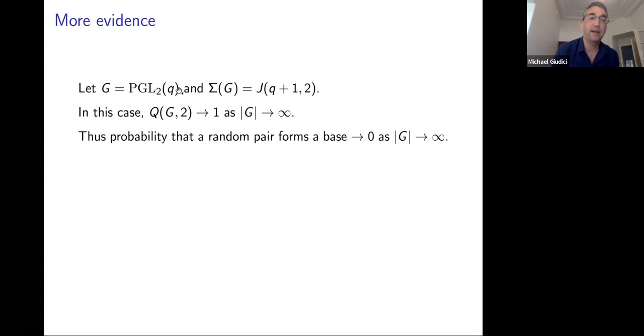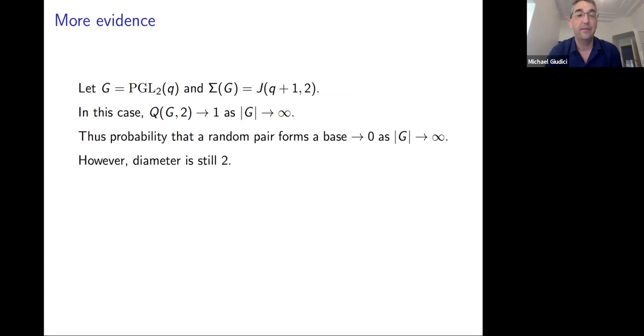Well, actually, if we go back to one of our previous examples, if I take PGL2Q and I take the Saxl graph, then we saw before that this was our Johnson graph. Now, in this case, if I calculate my Q parameter, instead of it going to 0, it actually goes to 1 as the order of my group goes to infinity. Okay, so therefore, there's actually not many edges asymptotically in my graph. So the probability that a random pair forms a base goes to 0 as the order of my group goes to infinity. But we know the diameter of the Johnson graph, it still has diameter 2. So in some sense, the conjecture is not going to be true for silly reasons, right? But even for Saxl graphs where the edges are sparse, the conjecture is still holding.